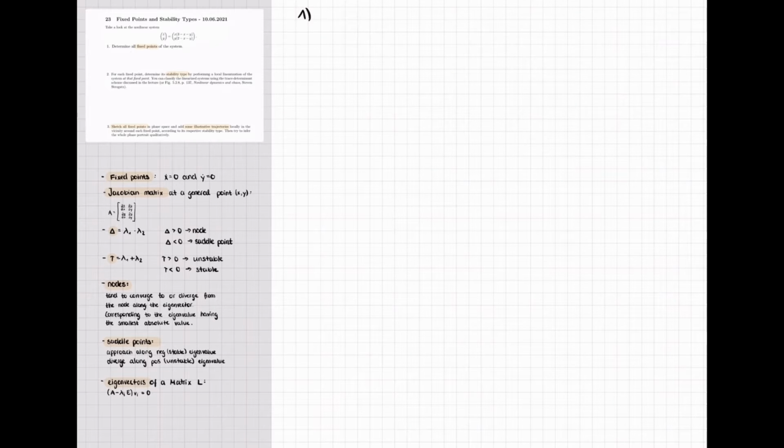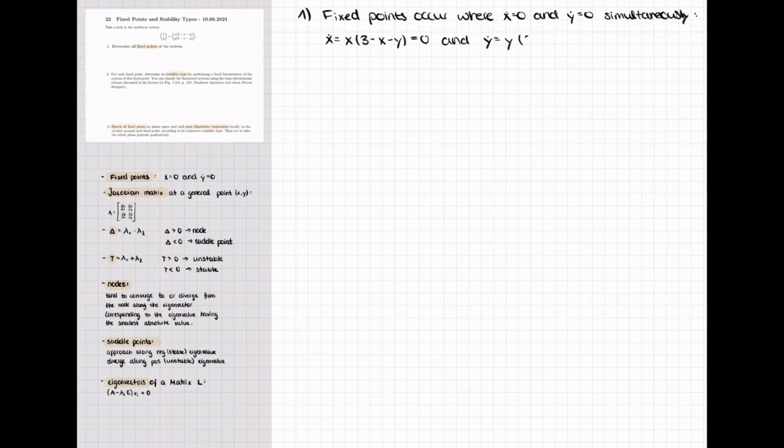First we want to find all the fixed points of our nonlinear system. And if we take a look at the gray box on the left, we know that the fixed points occur where x dot is 0 and y dot is 0 simultaneously. That means for our system, x dot equals x times (3 minus x minus y) has to be 0, and y dot equals y times (2 minus x minus y) has also to be 0. In our case, we don't have to perform any complicated zero determination, we can just read off the fixed points. They are at (0, 0), (3, 0) and (0, 2).